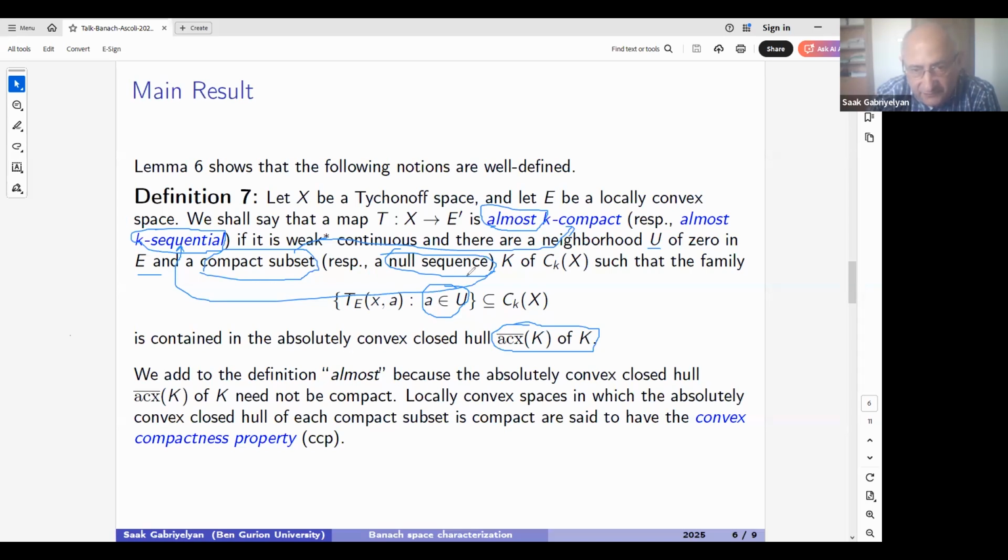Here I added the word almost, because the absolutely convex closed hull of a compact set need not be compact. Locally convex spaces in which the absolutely convex closed hull of each compact subset is compact are said to have the convex compactness property. This is a sufficiently well known and well studied property in locally convex spaces.